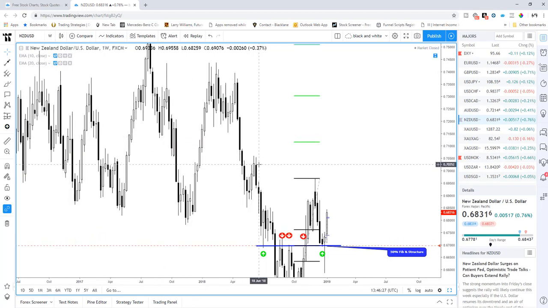So first structure point I'm seeing on the weekly, if we break through this zone here, is going to be around 70.30. Unfortunately, that doesn't correlate with any fib zones, but I will be taking note of price at this point.